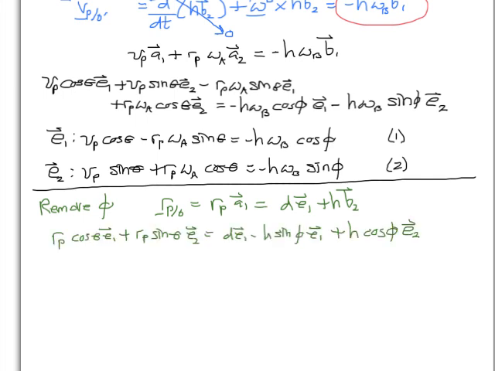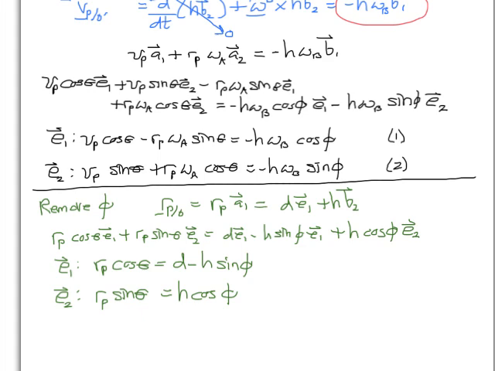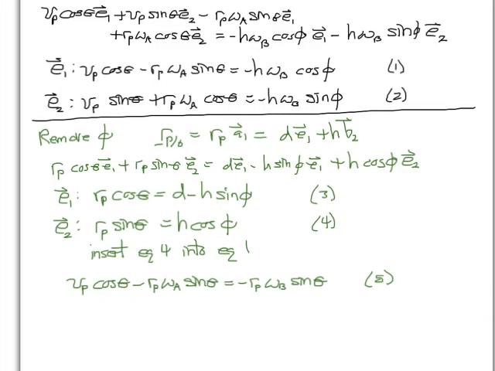and then, similar to our velocity equations that we set together, we're now going to equate our coefficients. And with these two scalar equations, we'll call these equation 3 and equation 4. Equation 4 and equation 1 have the common term h cosine phi. And so we'll insert equation 4 into equation 1. And this gives us a new expression in which phi is removed, but we still retained our v sub p, our r sub p, our omega a, and our omega b.